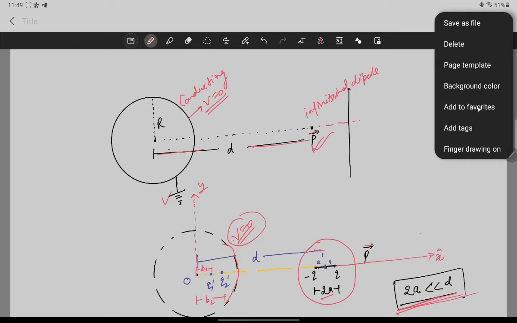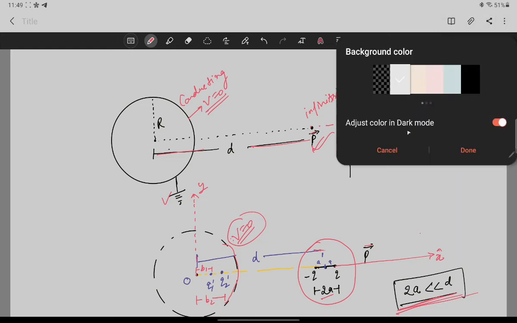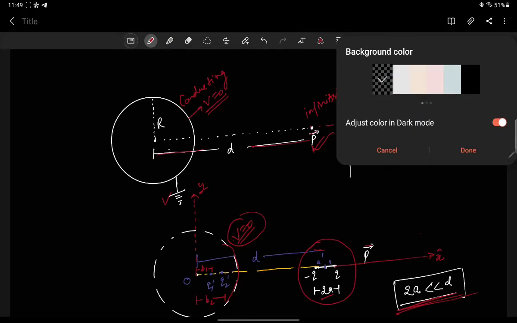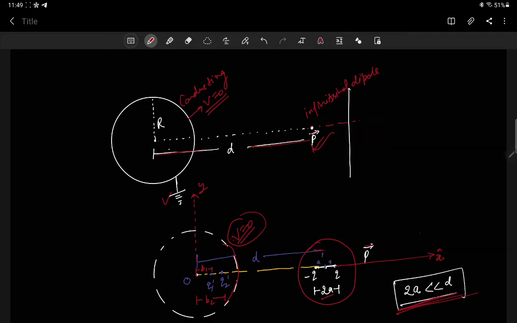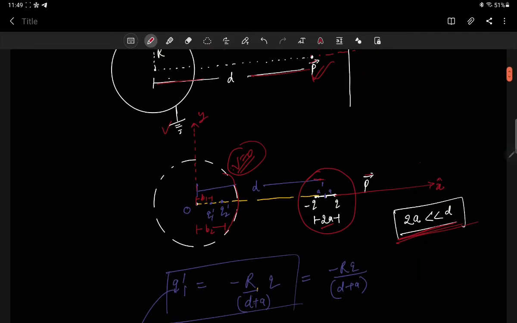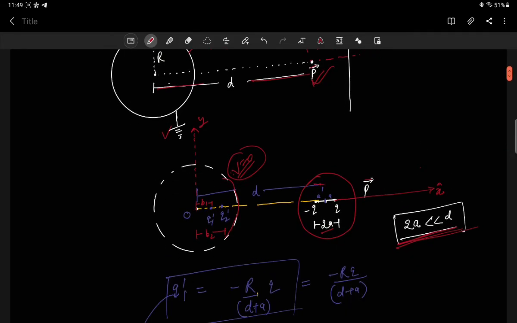Now the question is to calculate the image dipole. To calculate the image dipole, what we have to do is make image point charges corresponding to this plus q and minus q charge. These white charges are the actual real charges, and these purple color charges are the imaginary charges.